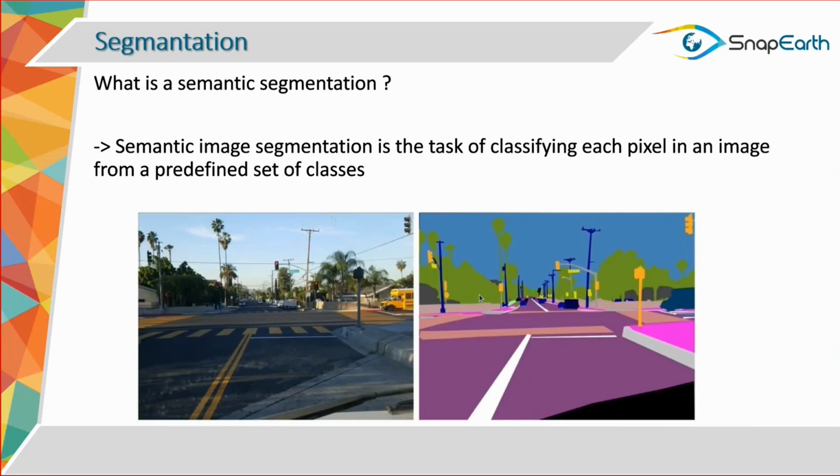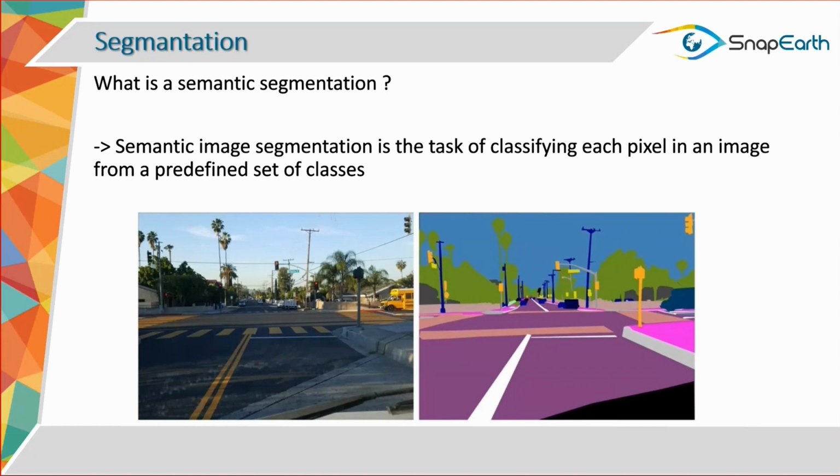So first of all, to understand what EarthSignature does, we have to understand what semantic segmentation is. So I take a definition of it. Semantic image segmentation is a task of classifying each pixel in an image from a predefined set of classes.